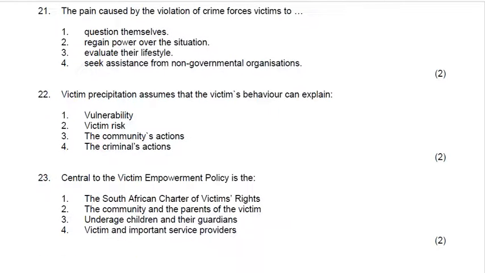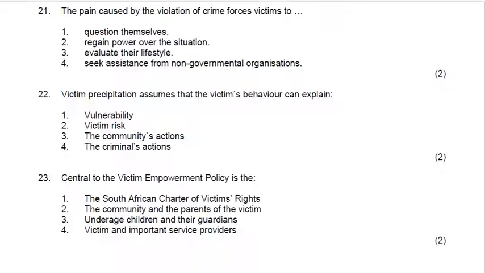21. The pain caused by the violation of crime forces victims to. The answer is 1. Question themselves. That is found on page 69 of our study guide.